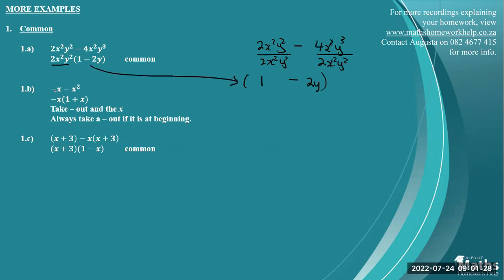If you see a minus in front of your sum and you must factorize, always divide with a minus. You take out the negative. So if you divide this one with a negative x, and you divide with a negative x, then the 1 will remain, and that becomes a plus x. So that's where that bracket comes from. Yeah, common bracket, x plus 3.